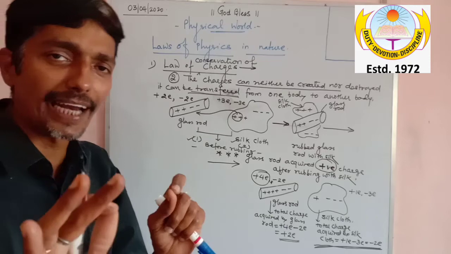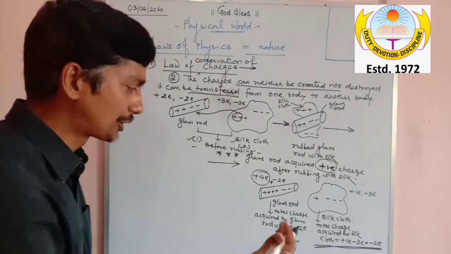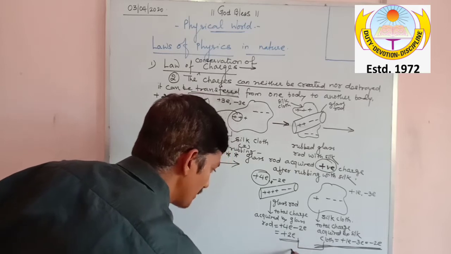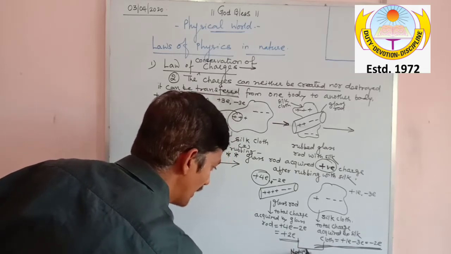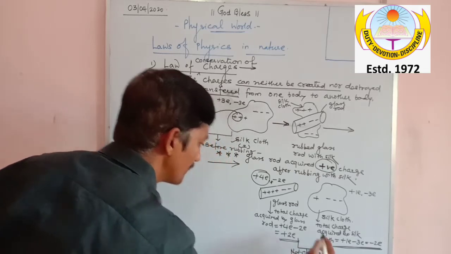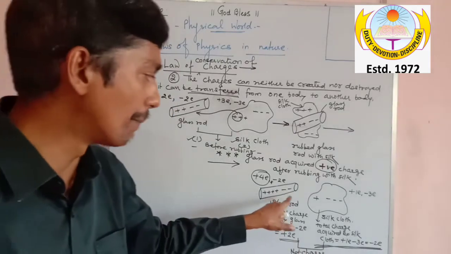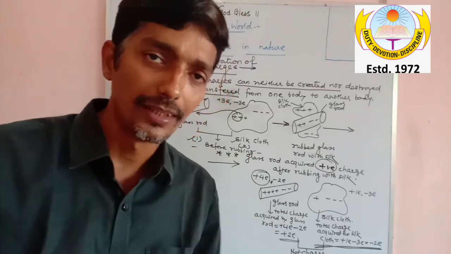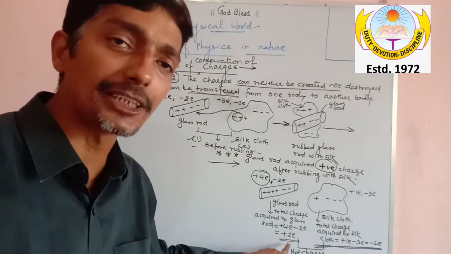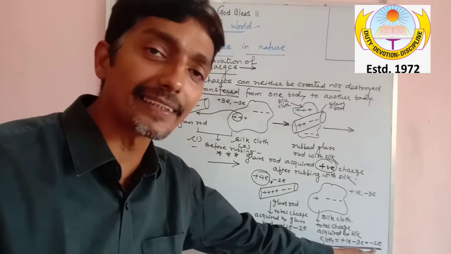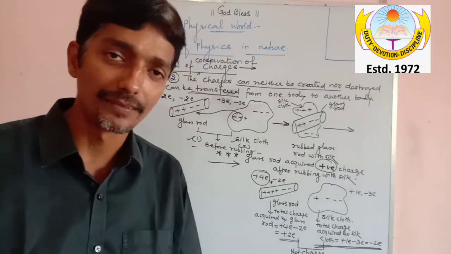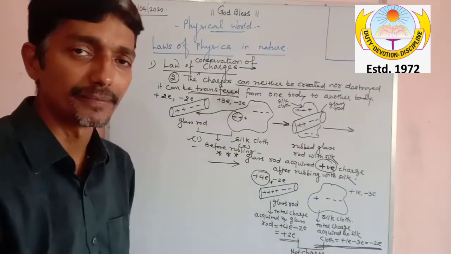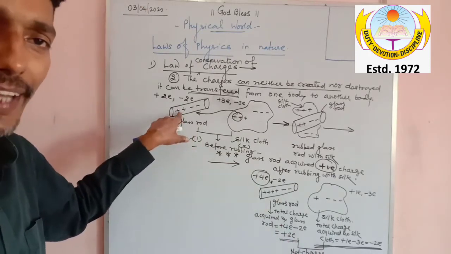But the story is not ended here. What is that story? The story is net charge. Net means by both glass rod and silk. Now I will say both. Because the glass rod has plus 2E charge. The silk has minus 2E charge. Look at it. You take any example, you will come to know my steps. You take another figure. You can take any charge.